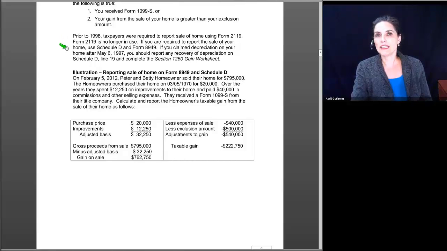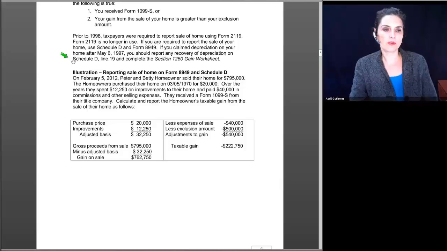Now, prior to 1998, taxpayers were required to report the sale of home using Form 2119. Form 2119 is no longer in use. If you're required to report the sale of your home, you're going to use Schedule D and Form 8949. If you claimed depreciation on your home after May 6, 1997, you should report any recovery of depreciation on Schedule D, line 19, and then complete the Section 1250 gain worksheet.